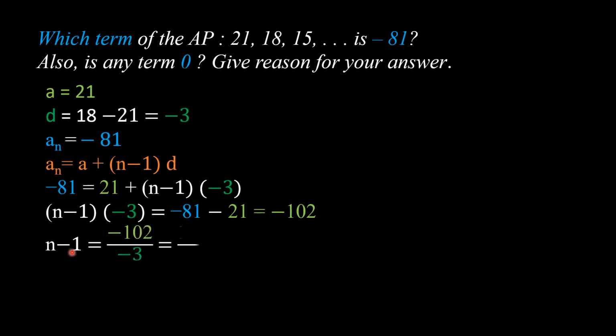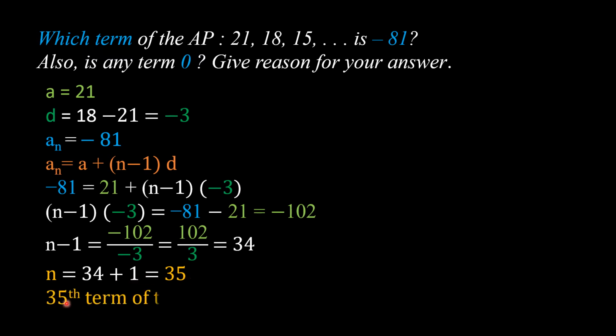So n minus 1 will be minus 102 divided by minus 3, which will be 102 divided by 3, which will be 34. So we get n equals 34 plus 1, which will be 35. It means that the 35th term of this AP will be minus 81.